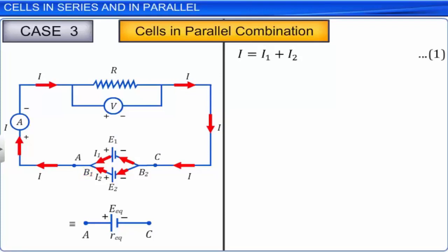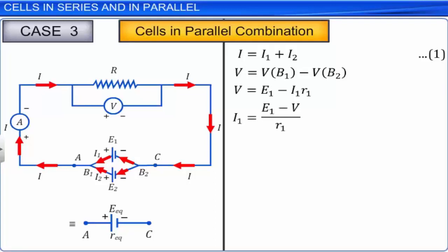VB1 is the potential at point B1. VB2 is the potential at point B2. The potential difference between points B1 and B2 taken across cell 1 can be written as V is equal to VB1 minus VB2. V is equal to E1 minus I1 into R1. Rearranging the terms, we can write I1 is equal to E1 minus V divided by R1. Let this be equation 2.